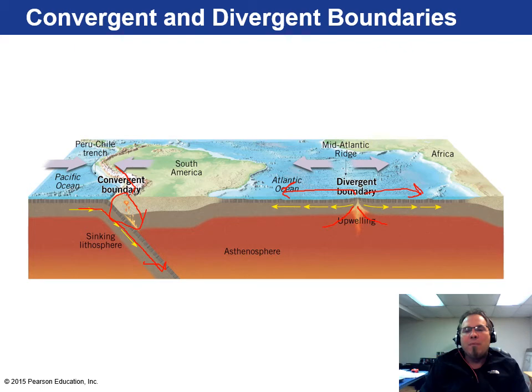And also most of the divergent plate boundaries on Earth are in the ocean and don't affect anybody. There are some that do, like for example, Iceland sits right on the mid-Atlantic ridge and is being pulled apart.